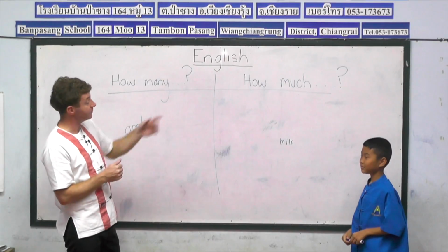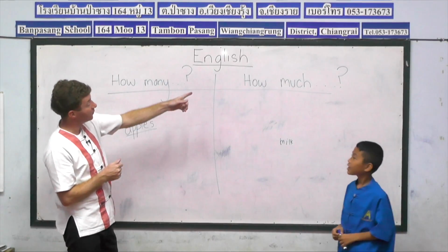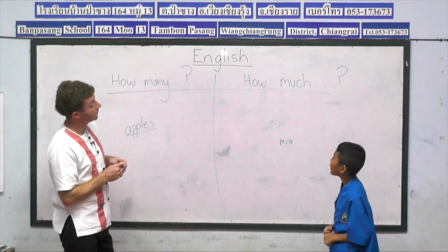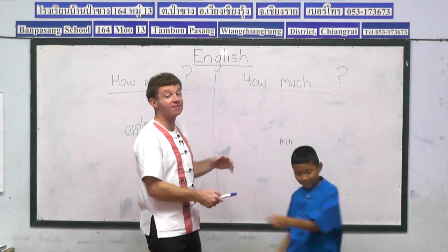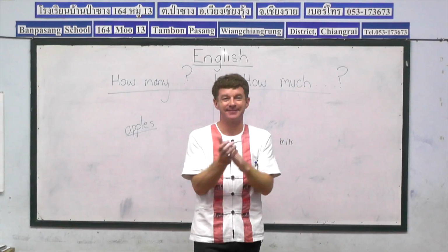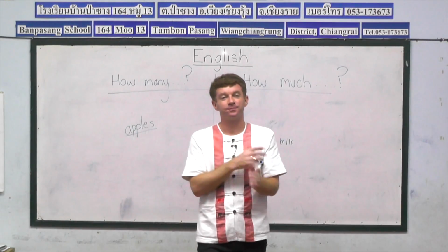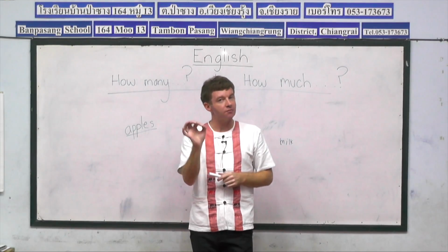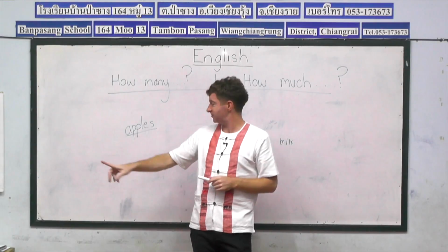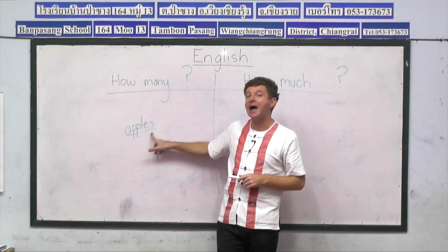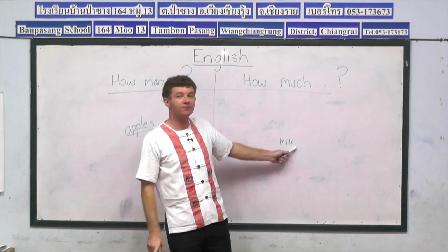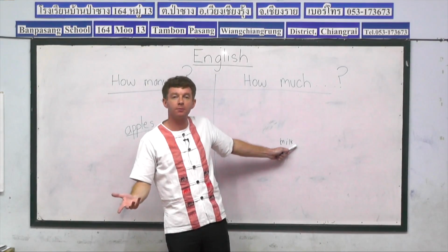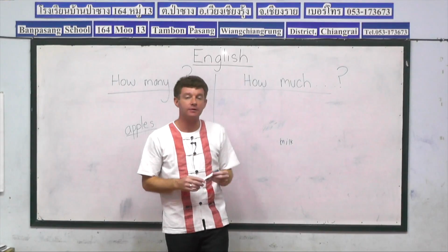And Pangpon, can you say? How much milk? Okay, excellent. Well done, Pangpon. Big round of applause for Pangpon, guys. So notice, with countable nouns, when we ask the question, we use the plural form, apples. Uncountable nouns, they don't have a plural form because they're not countable. They will never have the S on the end.